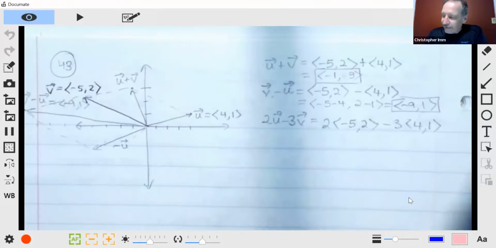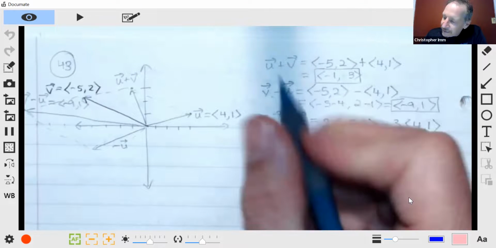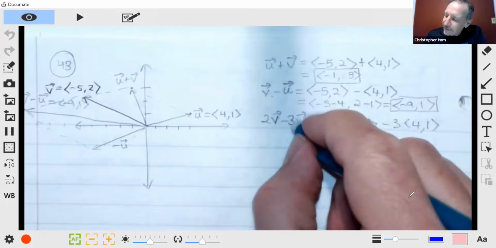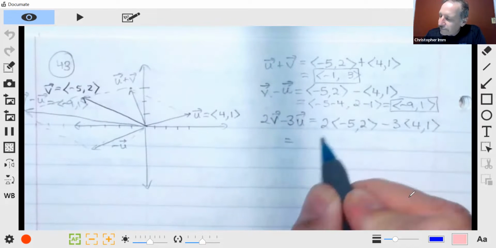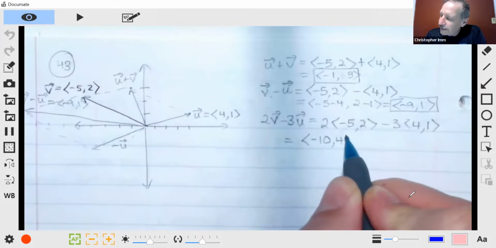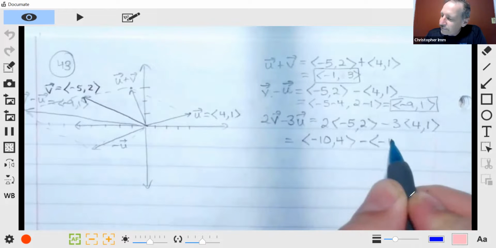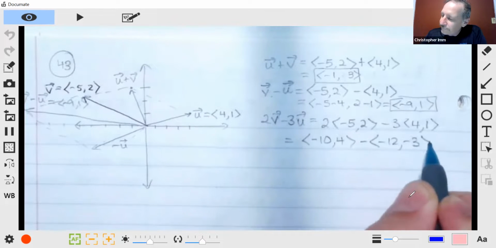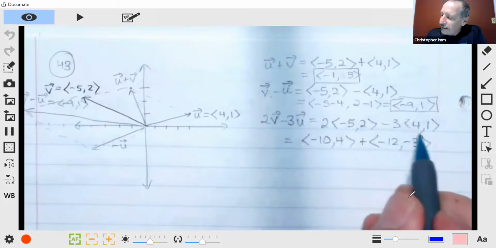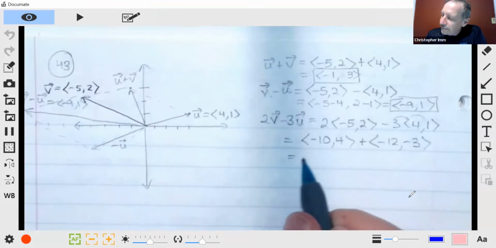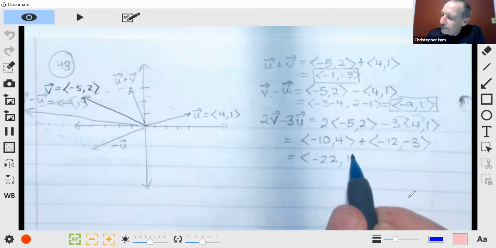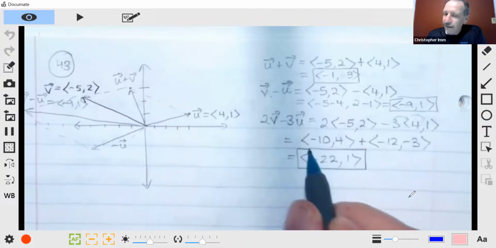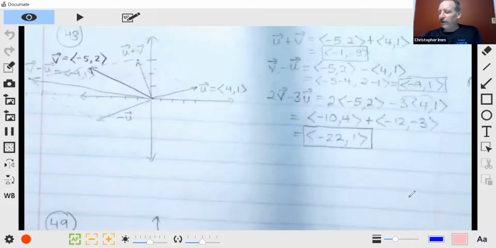So this one's going to be 2 times v minus 3 times u. So algebraically, we can go ahead and work this out. I multiply through, I get -10, 2 times 2 is 4, minus 3 times 4 is -12, minus 3. So I distributed the minus through, and then I add those together. So -10 plus -12 is -22, and 4 minus 3 is 1. All right, let's see how we do this with the component form.